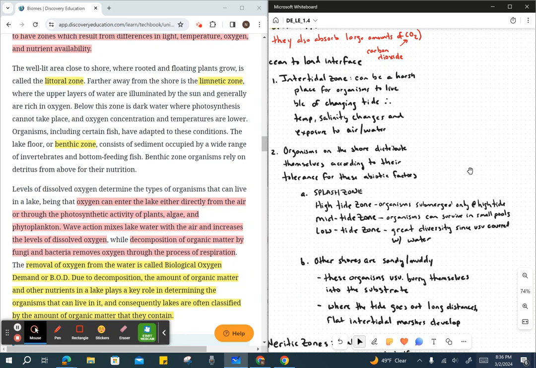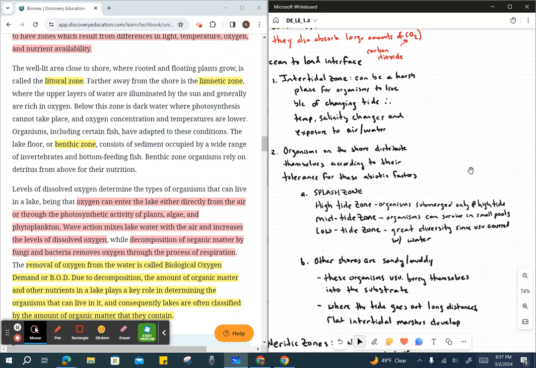And then your low tide zone organisms are going to be the organisms that are still submerged even when you have low tide. And this is where you tend to find the most diverse populations of organisms. It's usually where you find the best. If you're looking for starfish and urchins and sea cucumbers and things like that, you're going to find them in these low tide zones.